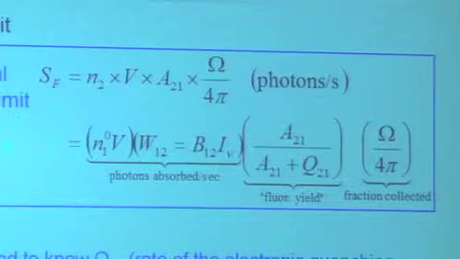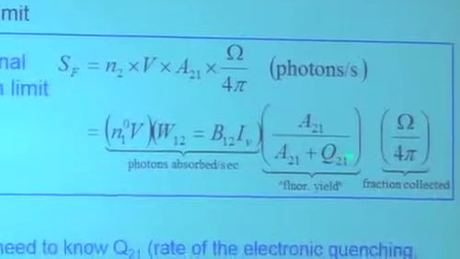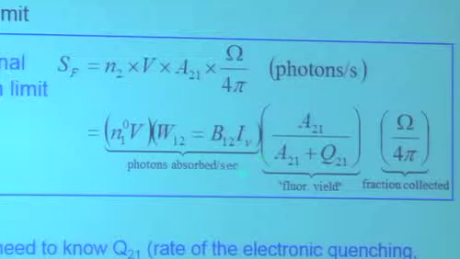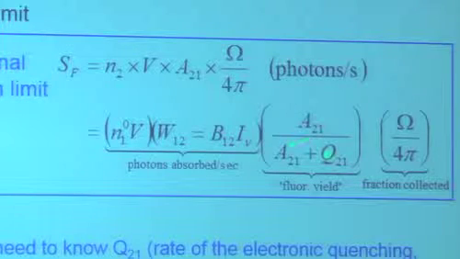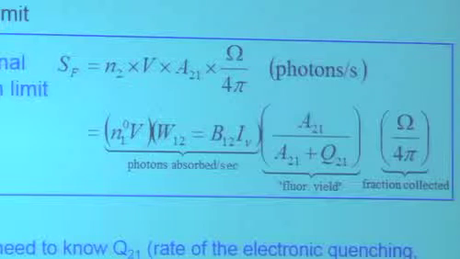My success rate is how many photons I can get absorbed times the fraction I can get to emit. Because look at this. I'm excited, and where can it go? It can only decay by these two processes. What's the yield? It depends on the relative value of Q and A. If Q is small, every absorbed photon gives me one back. If Q is huge, it's the ratio of A over Q that comes into play. So we need to know something about Q21.